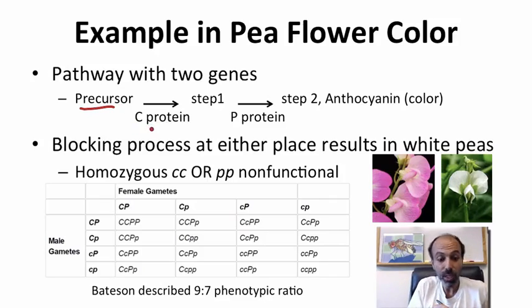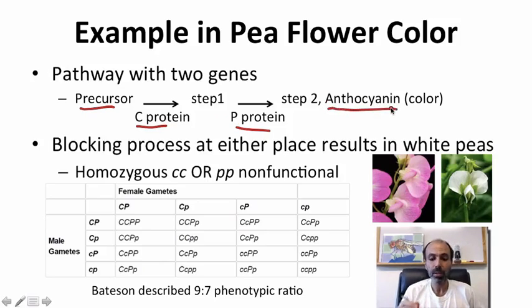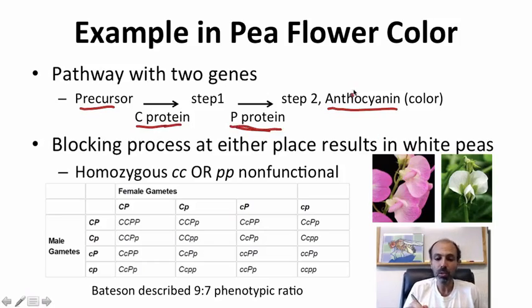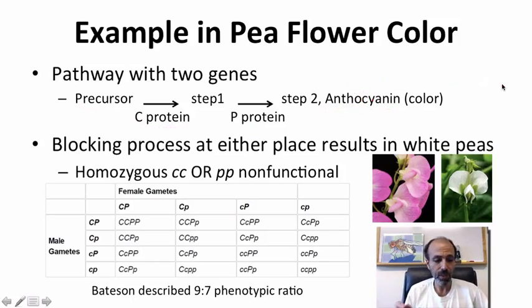Now, there are two genes. The C gene and the P gene produce the C protein and the P protein. And these lead through these intermediate steps to ultimately make anthocyanin. Anthocyanin is what gives them this beautiful pink color. Now, you can actually stop this process at either place. If you are homozygous for mutant at C or homozygous for mutant at P, you don't produce any anthocyanin, and instead you end up with a white pea plant. Okay? So let's follow this through here. Now, we can block the process at either place and get white peas instead of pink peas.